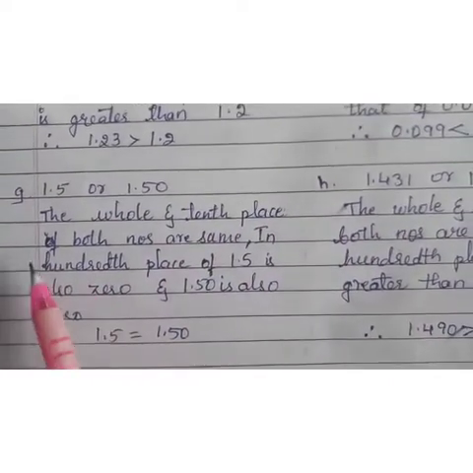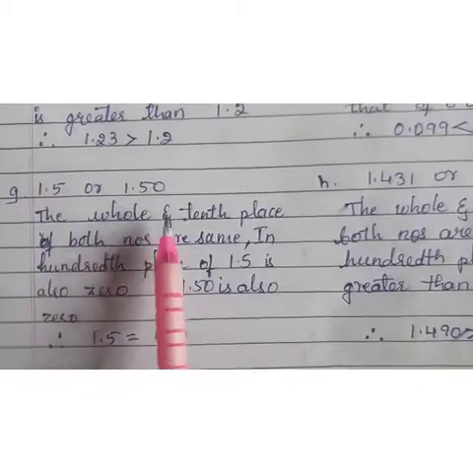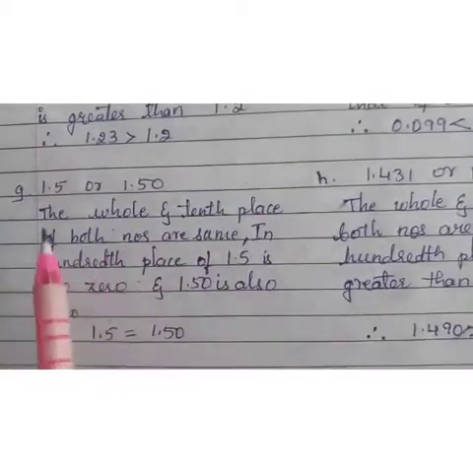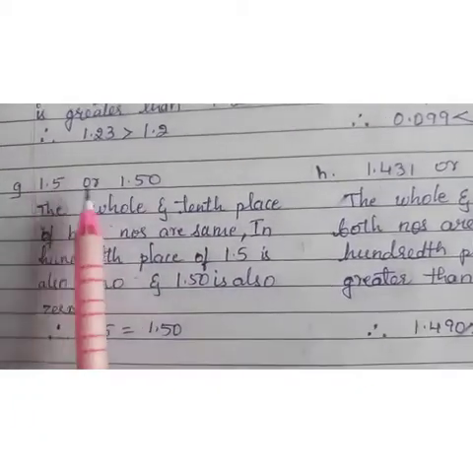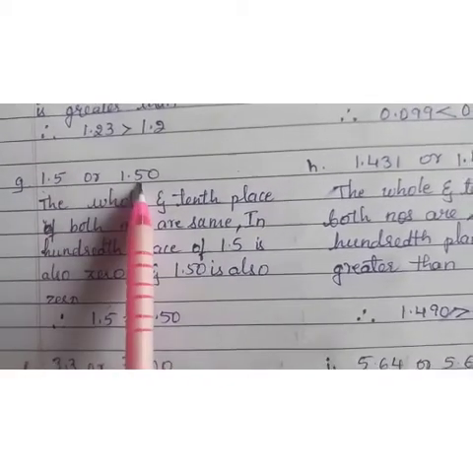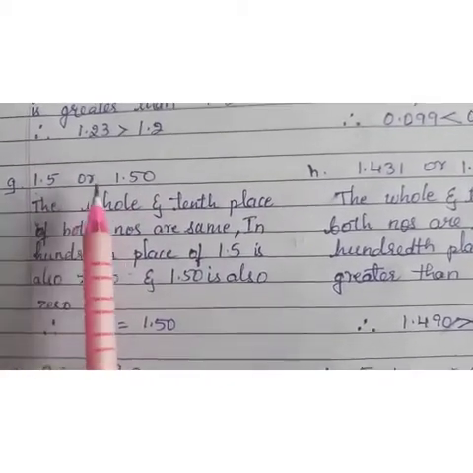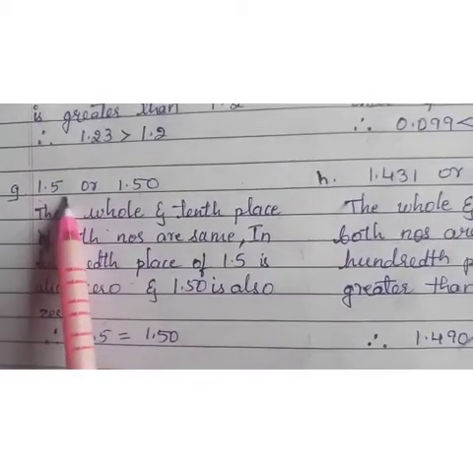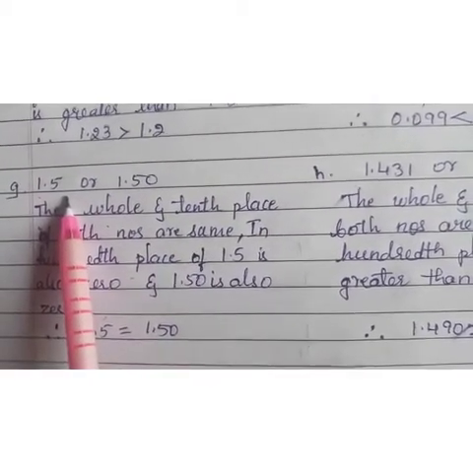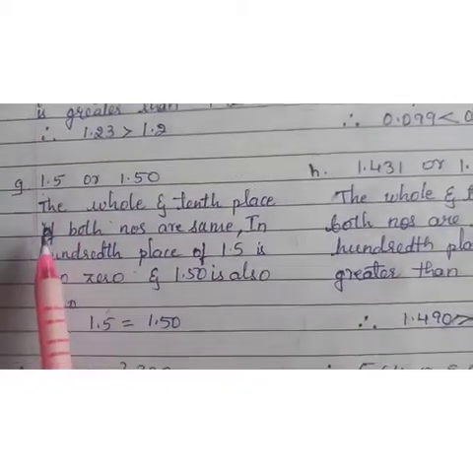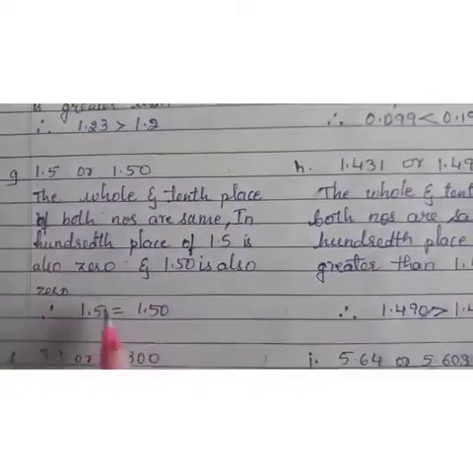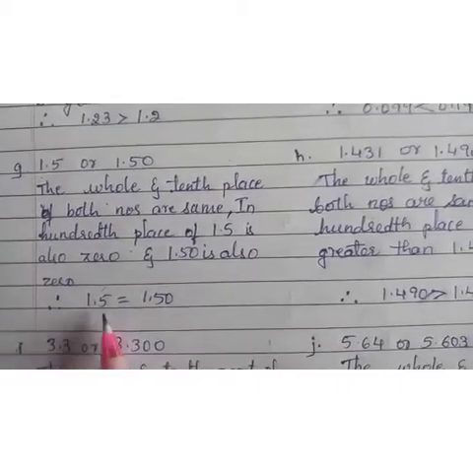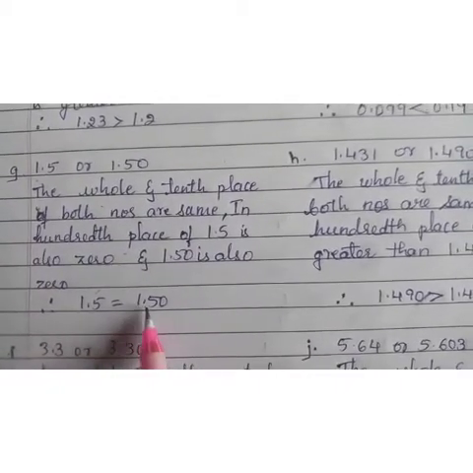Next one is 1.5 or 1.50. So children, again compare. The whole part is same. The 10th place is also same. Next, in the 100th place, here we have 0, but here we have nothing. If nothing is there, it is considered as 0, isn't it? So we can write, when all are same, that 1.5 is equal to 1.50.